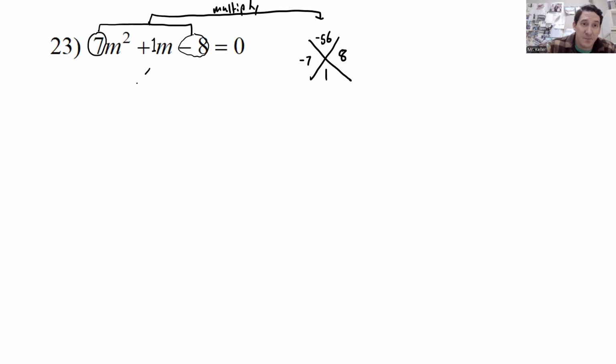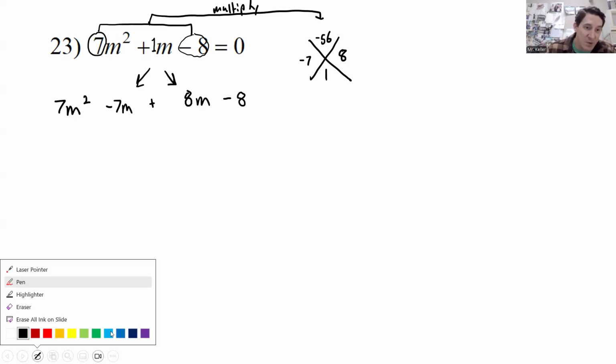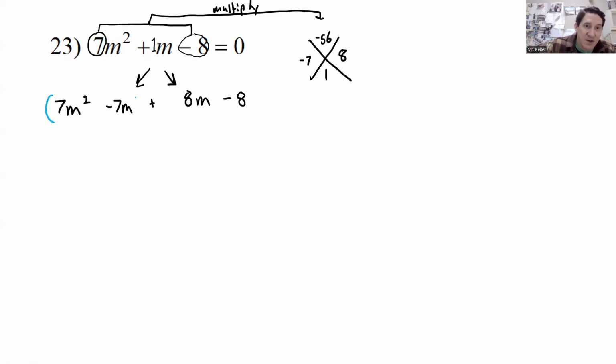So I need to split up this plus 1. That's going to be negative 7m plus 8m. And then I'm going to bring down the rest of my quadratic there, 7m squared minus 7m plus 8m minus 8. And I'm going to factor by grouping, do it in this step. So I'm going to group the first two terms together and the last two terms together.